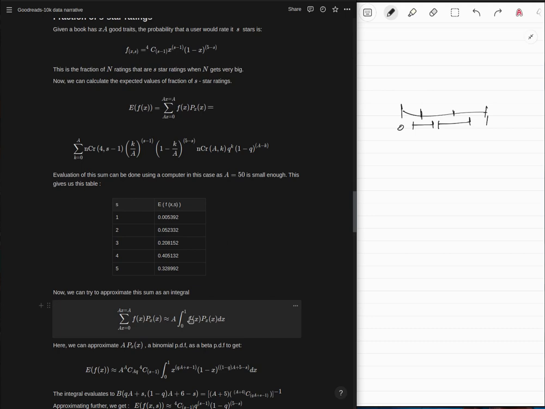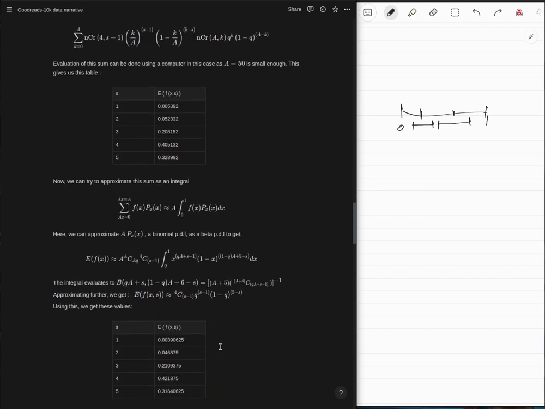But you already made an approximation. So when you approximate it further by replacing the binomial distribution with the beta distribution, this becomes this thing. This integral is very doable. It's very well known as well. It's just a beta function, isn't it? So this integral evaluates to this thing, right? And now we can approximate further.